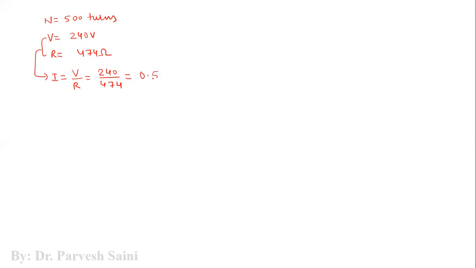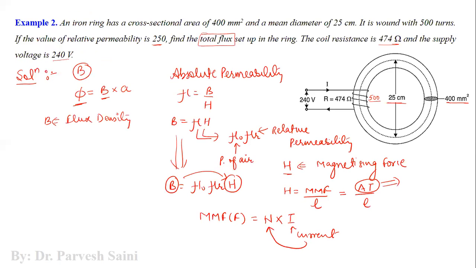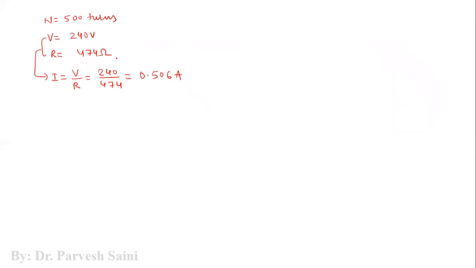So N is given, which is 500 turns, right? V is given, which is equal to 240 volt. R, the resistance of coil, is also given, which is equal to 474 ohm. So by using these two parameters we can find out the value of current, which is V by R. So it is 240 divided by 474, which is equal to 0.506 ampere. So this much current is flowing in this particular coil, right? This one. So now I is obtained here.